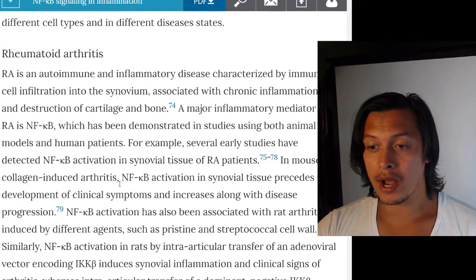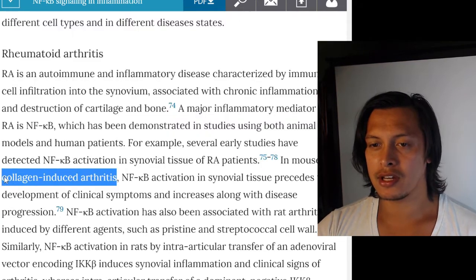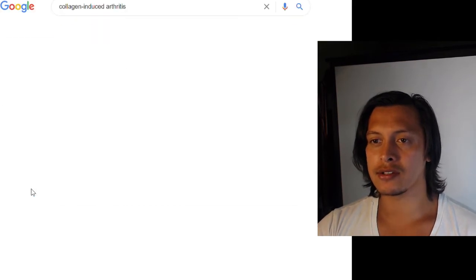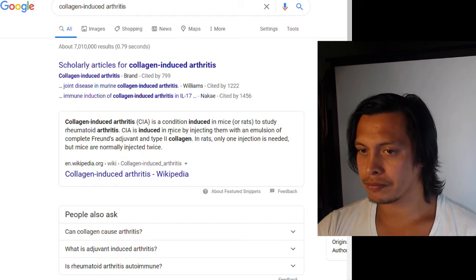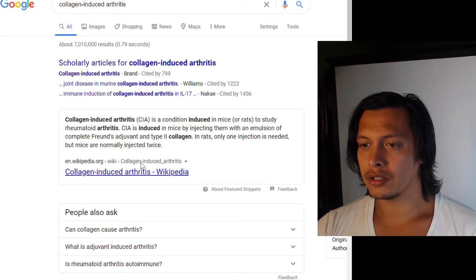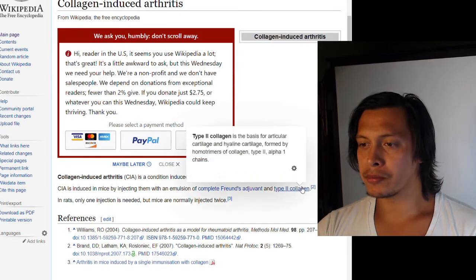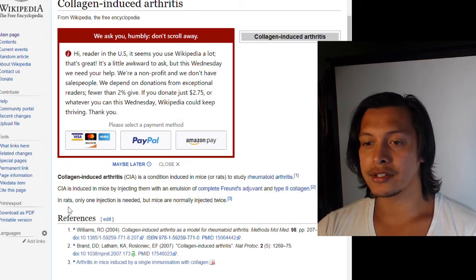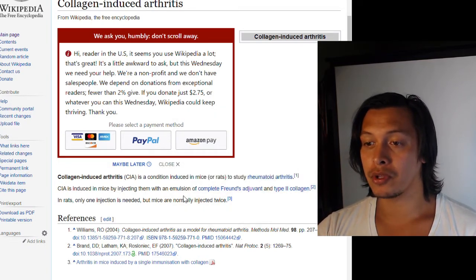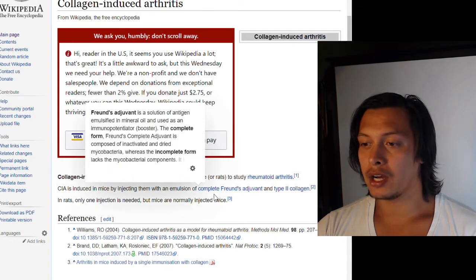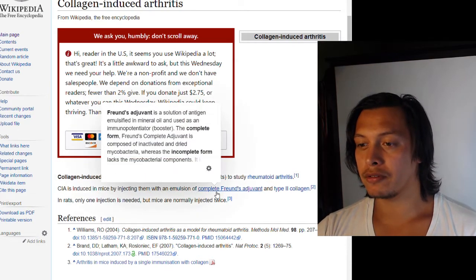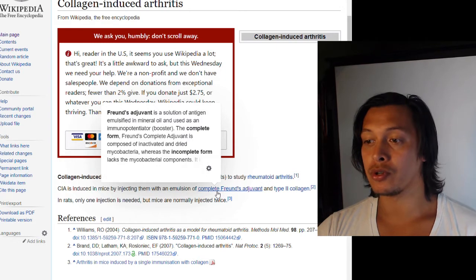Collagen-induced arthritis. Let me just see if I have this correctly. This sounds like they inject collagen. So it is a condition induced in mice to study rheumatoid arthritis, and CIA is induced in mice by injecting them with an emulsion of complete Freund's adjuvant and type 2 collagen.